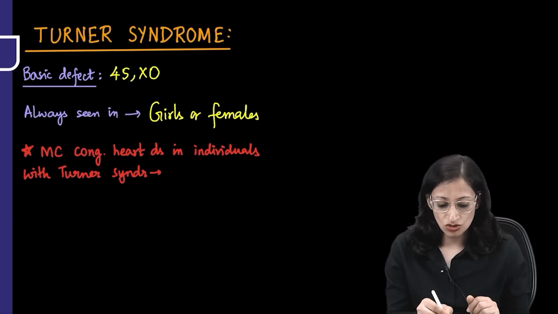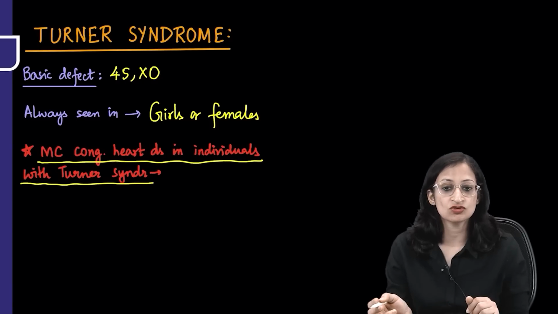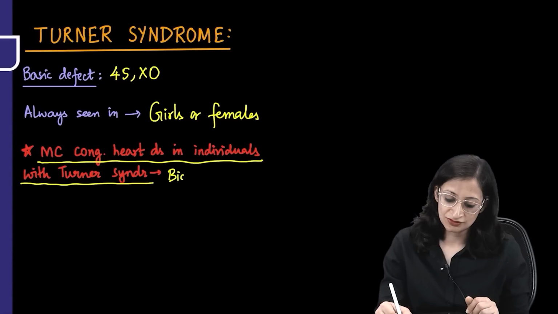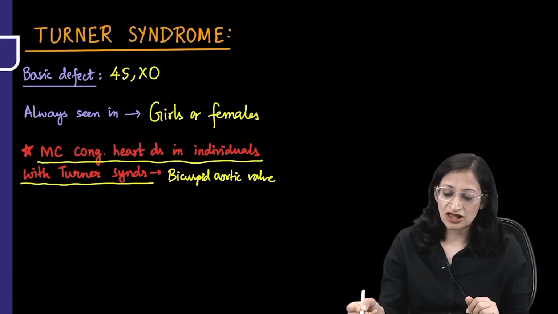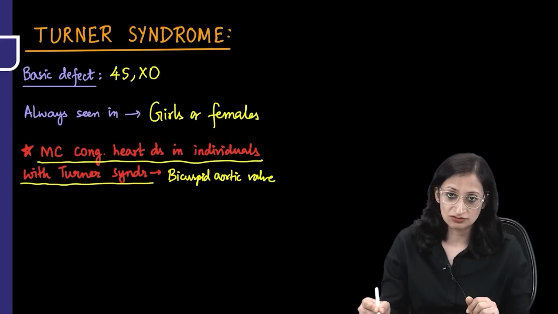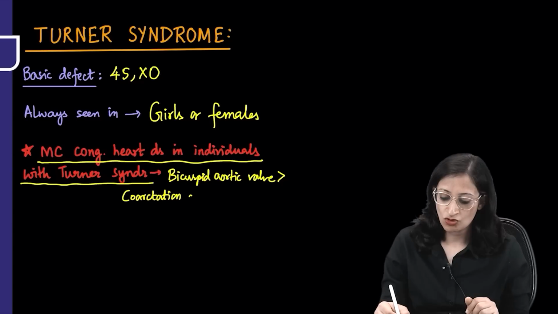Now this again is a controversial question. Most common congenital heart disease in individuals with Turner syndrome. Remember, the best answer is bicuspid aortic valve. But if bicuspid aortic valve is not there in your options, then the next best answer is coarctation of aorta.